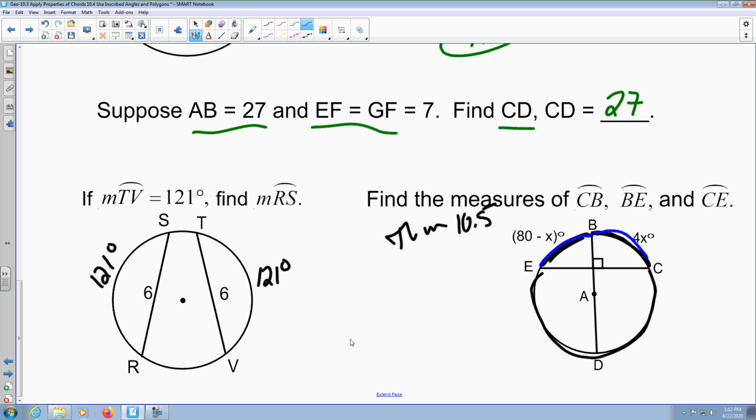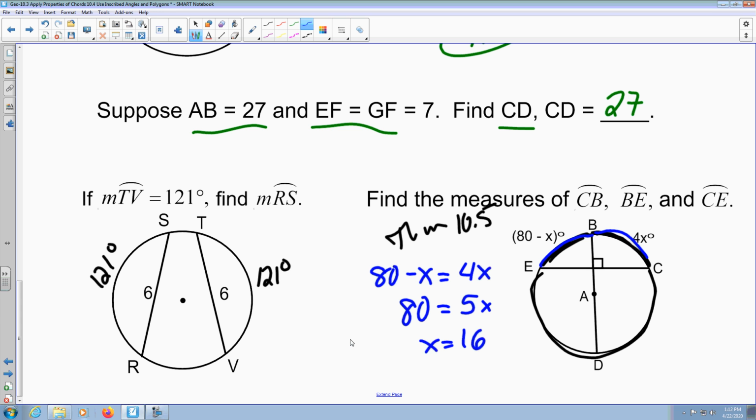So since we can make that assumption, we can then set them equal to each other. So we can say that 80 minus x is going to be equal to 4x. So I can add x to both sides. So I got 80 is equal to 5x. And then when I divide 80 by 5, I get 16. So x in this case is 16.